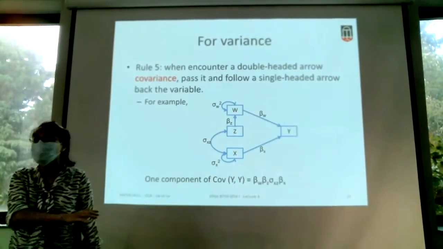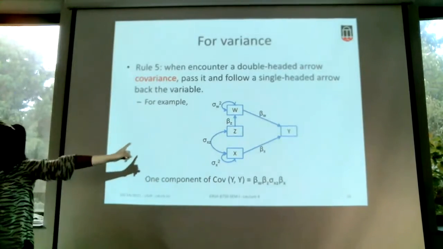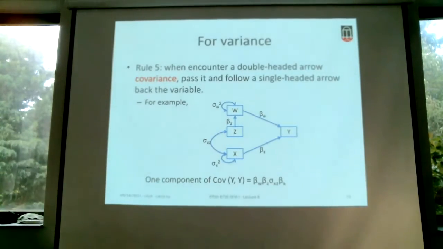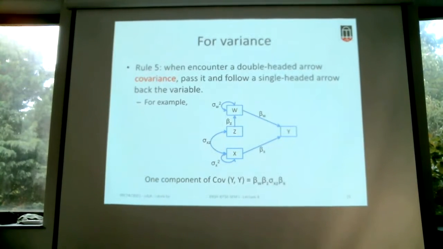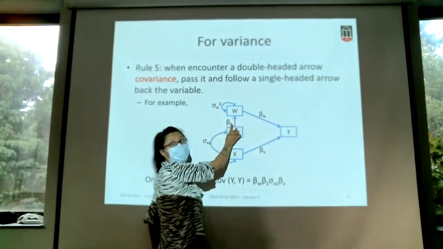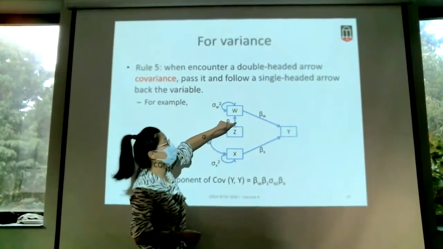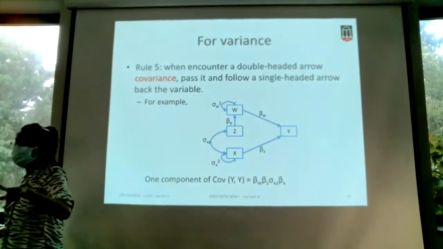This is just one component, and this component is calculated by using rule 5. When you encounter a double-headed arrow covariance, pass it and follow a single-headed arrow. Because by following this rule, you have to use the single-headed arrow here. But you have other components. We didn't use this path. Yeah, good. Thank you.